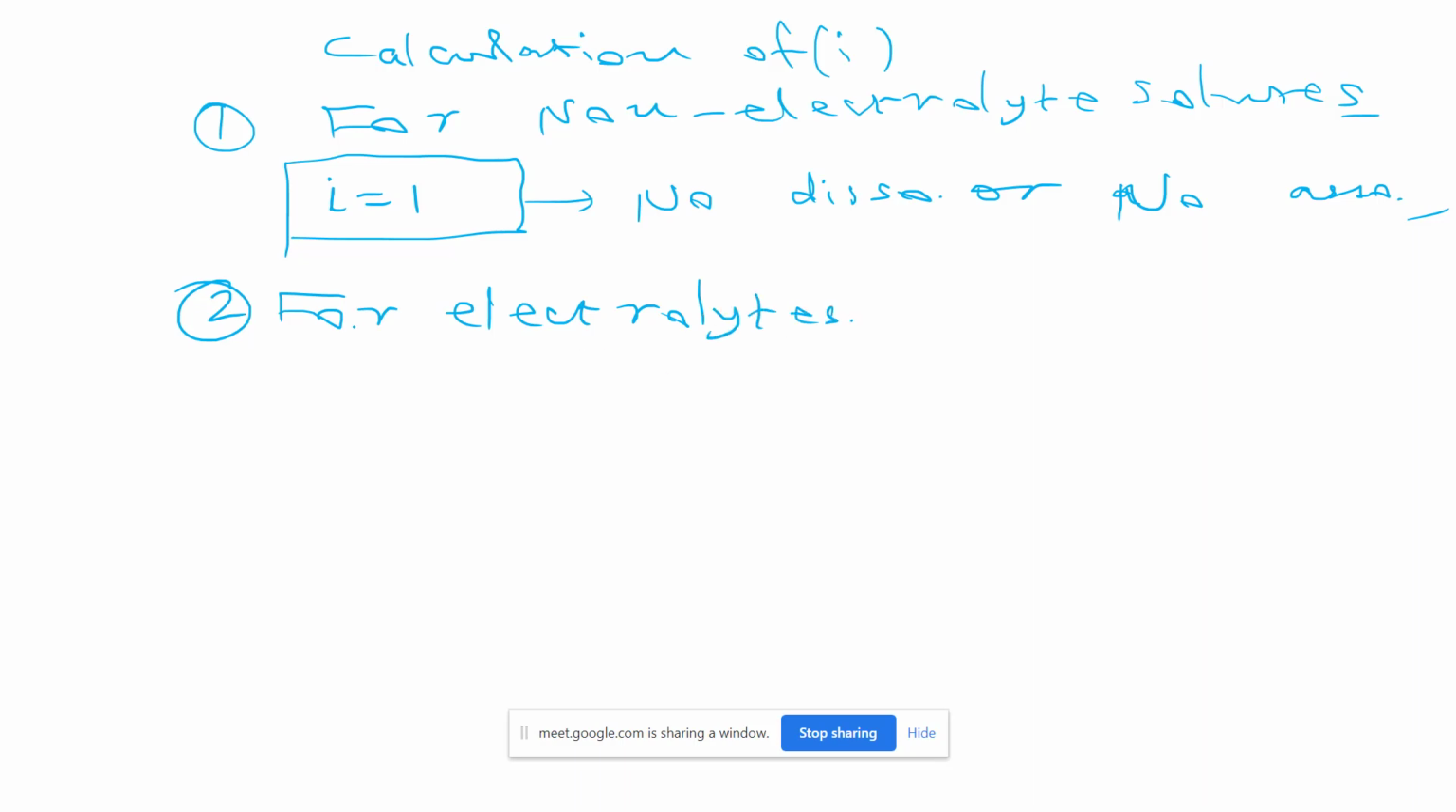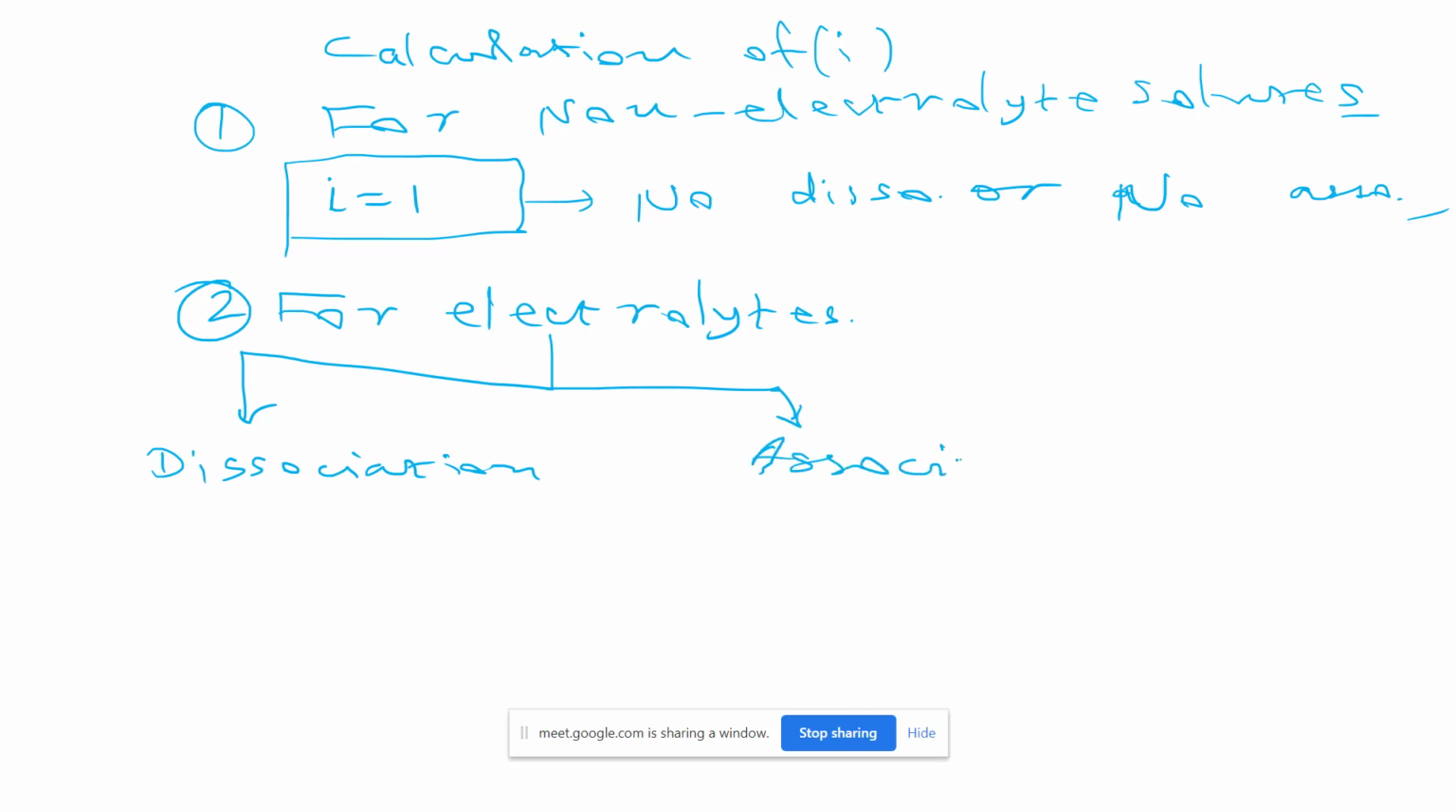In the case of electrolytes, there are two sub-cases: there may be dissociation or association. So what happens in both cases? In case of dissociation, the observed number of moles will be more than theoretically added, so i will be greater than 1, and in case of association it will come out less than 1.